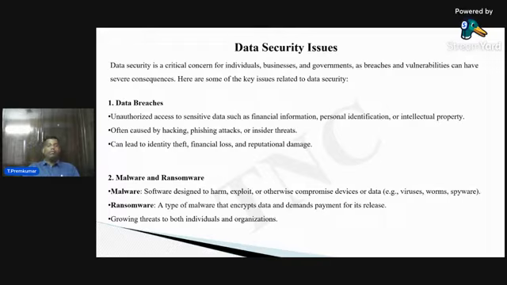Ransomware is a type of malware that encrypts the data and demands payment for its release. What happens is, once they capture the user's system, they encrypt all the data in the system. At one particular point, the users come to know that it was encrypted, and when people try to decrypt the data, the attackers demand a payment. So this is a major point we can see in the case of data security issues.